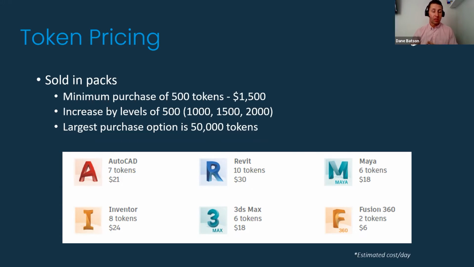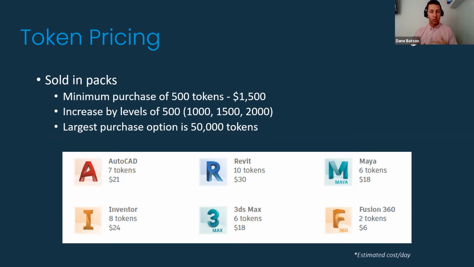The largest purchase option currently is 50,000 tokens. Will that change in the future? We don't know. We'll wait on guidance on that. But you can purchase anything from like 500 to 50,000, depending on your usage and what you're kind of tracking to and what you're looking for. The box at the bottom is just a simple setup of how to look at it.